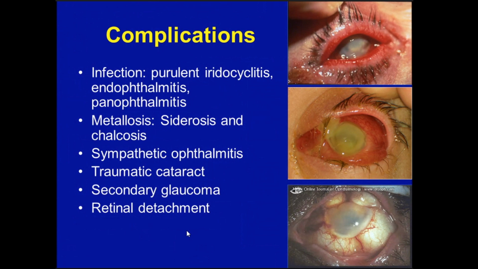When we leave an intraocular foreign body in the eye, we can see complications like metallosis, siderosis and chalcosis. In later time, we can see sympathetic ophthalmitis, traumatic cataract, secondary glaucoma, and retinal detachment.